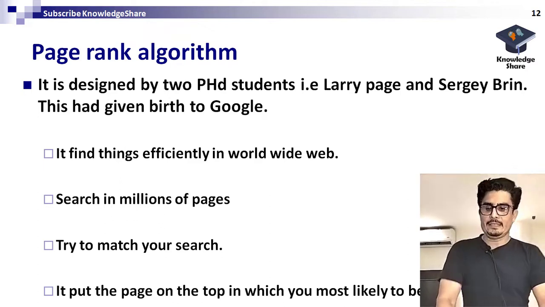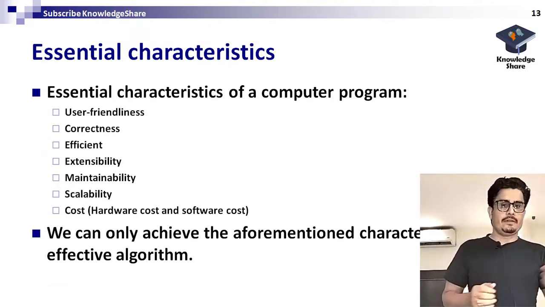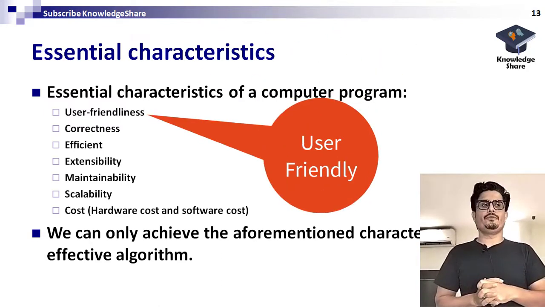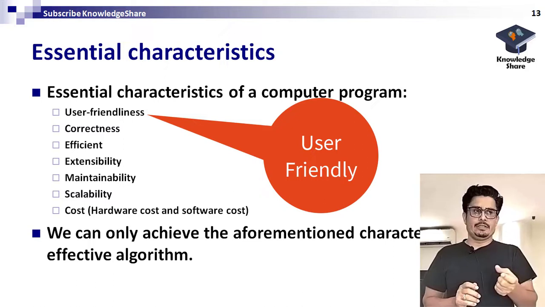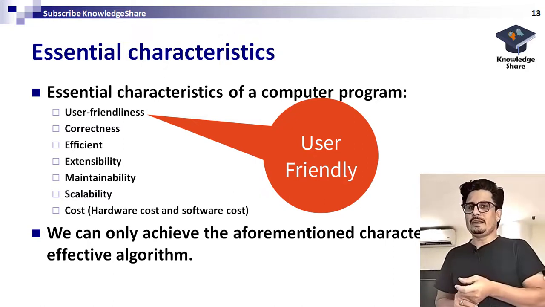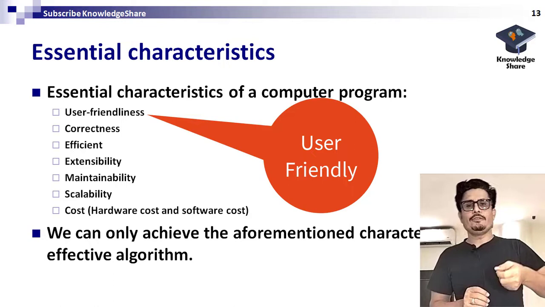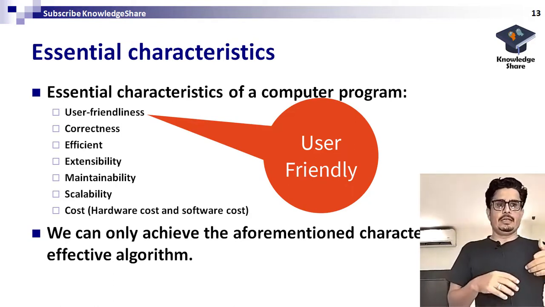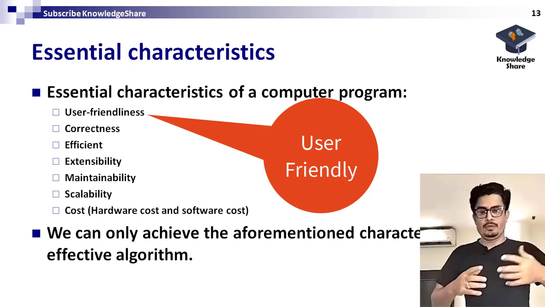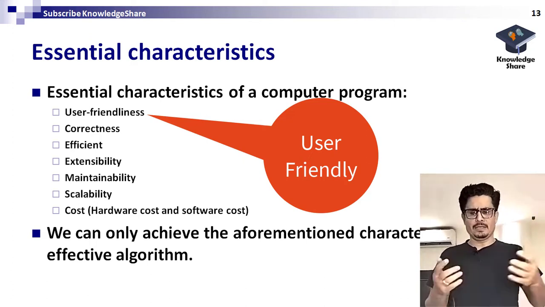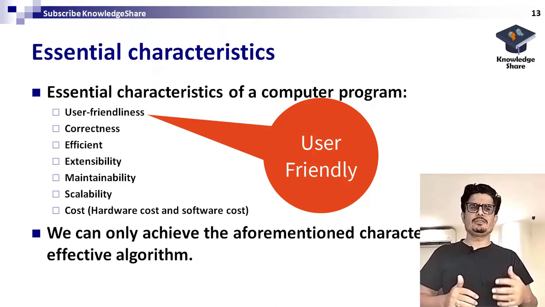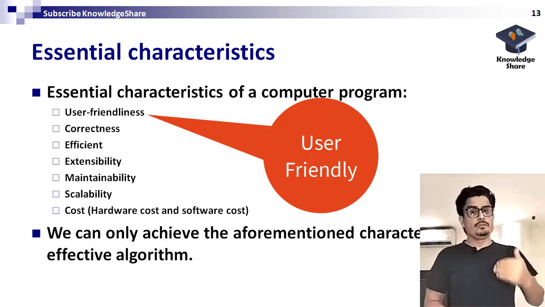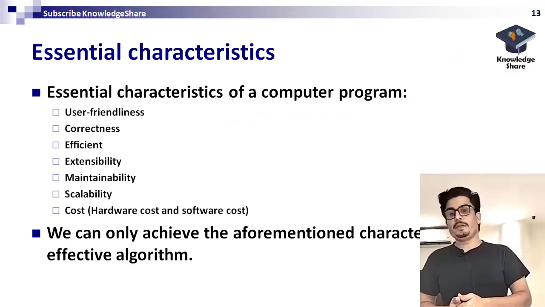Essential characteristics of an algorithm, essential features of algorithms. It should be user friendly. For example, if you want to design a mobile application and it's not user friendly, you cannot get what you want to achieve in Google Play or in different libraries, like clicks and downloads. You cannot achieve such things because it's not user friendly. So your algorithm should be user friendly, and it should be correct.